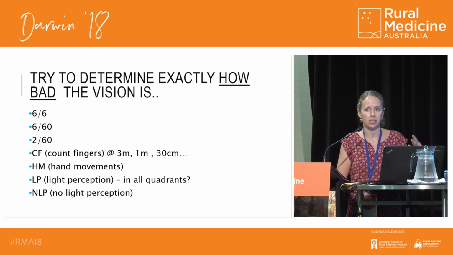Again, this gives an indication whether, say, if there's a big hemorrhage in the eye, is the retina flat underneath, or is this a big retinal detachment? Because the light should be able to go through blood, but it won't go through a retina that's fallen off. And then no light perception means that the eye is essentially blind.